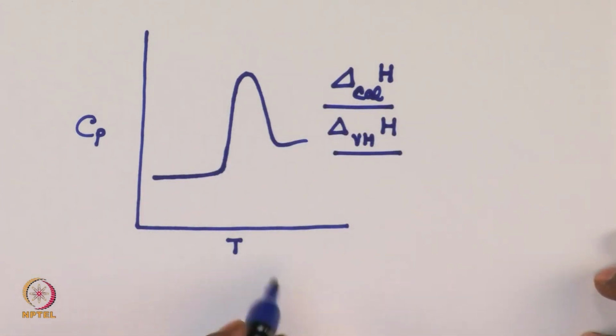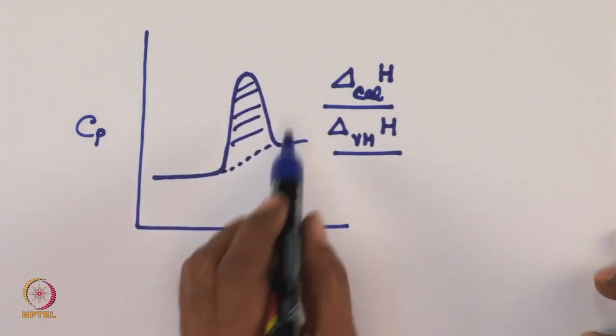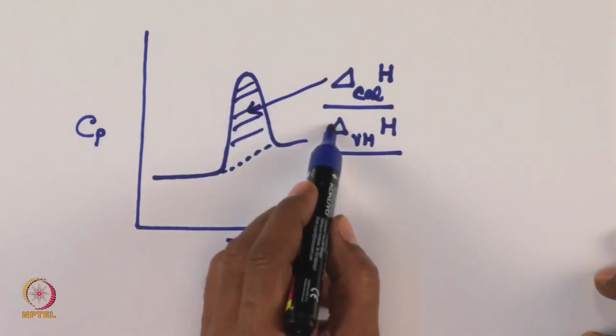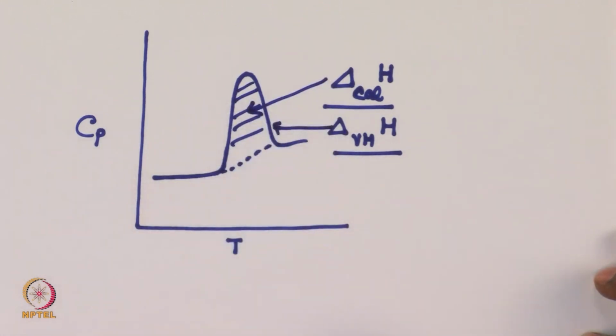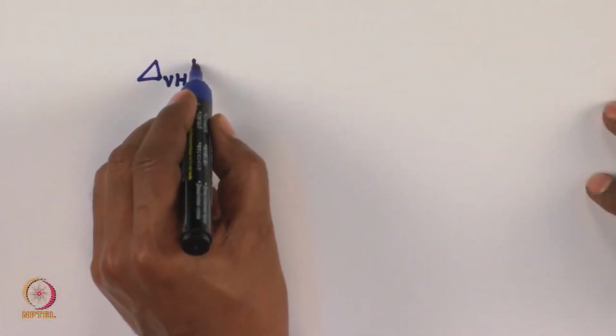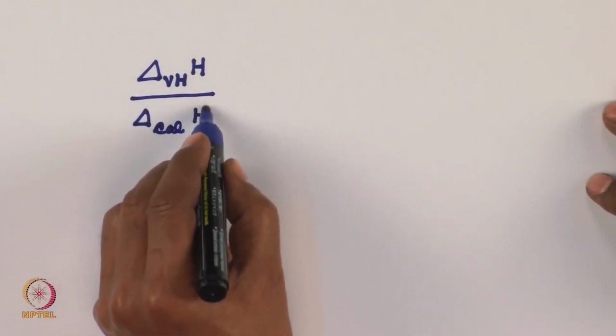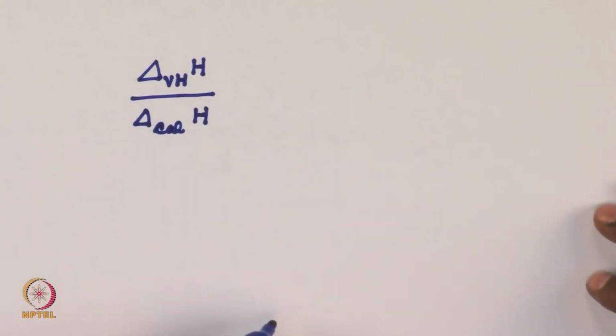Right. Delta H calorimetric comes from the area under the curve, and delta H Van 't Hoff comes from the shape of the transition. Now, this ratio of Van 't Hoff enthalpy to calorimetric enthalpy gives information about the mechanism of the folding-unfolding process.